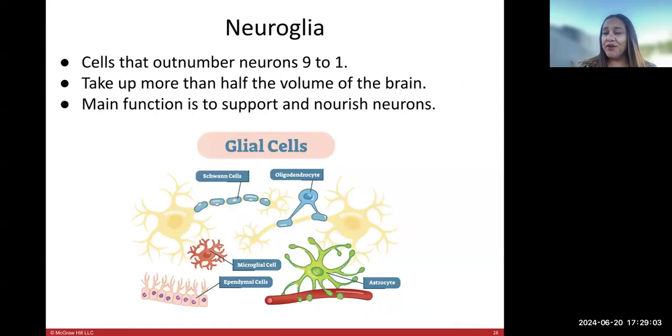Neuroglia actually outnumber neurons 9-1. They take up more than half the volume of the brain, and their main function is to support and nourish neurons. There are various glial cells, or neuroglia, throughout our bodies, throughout our nervous system. Again, something we'll get into when we actually talk about the nervous system.